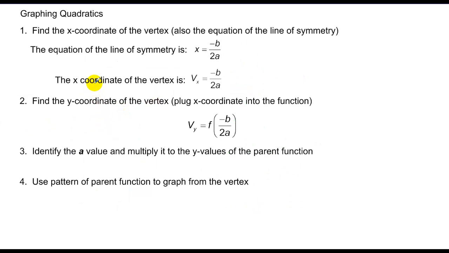So when we want to graph parabolas, there's a series of things we probably ought to do. First, you're going to find the x-coordinate of the vertex or the line of symmetry, and we've already talked about that. We take the opposite of b over 2a, and that gets us the x-coordinate of the vertex. Then to find the y-coordinate of the vertex, you're going to plug that right back in. So when we do that, we have f of negative b over 2a. Finally, we find that a value, and that determines the shape. That's our y multiplier. Plug that into our pattern, and then we can graph from there.